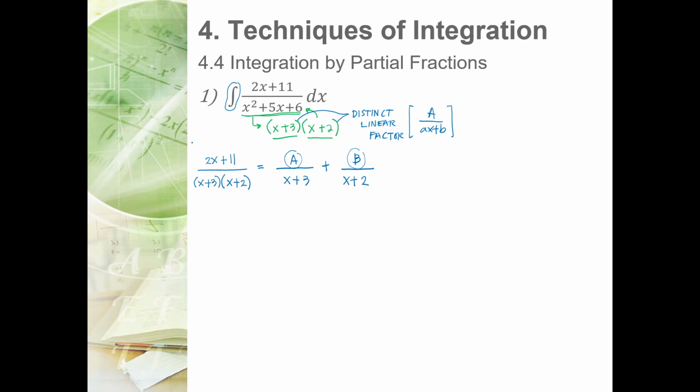Let's multiply everything first by the LCD, or let's say we multiply everything by this term here: x plus 3, then x plus 2. So the equation becomes 2x plus 11, because it automatically eliminates the denominator. Then you have A multiplied by x plus 3 times x plus 2, so this becomes x plus 2. And then plus B, then this becomes x plus 3.